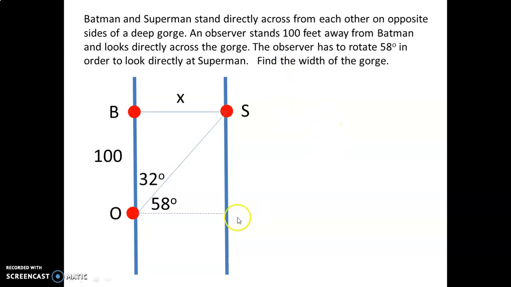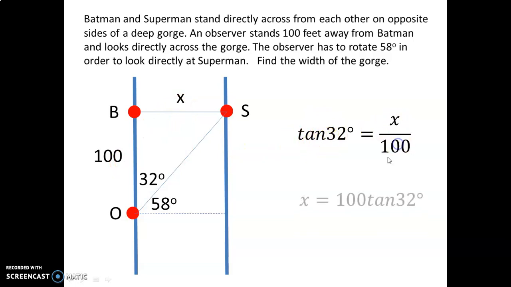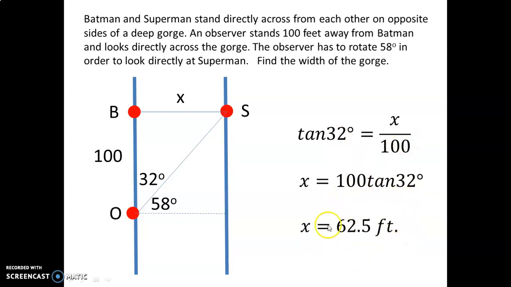Okay, hopefully you're able to come up with this. If this is 58 degrees, and here's the width of the gorge, x, across from Batman to Superman, and these two angles make 90, this must be 32. Now we have a right triangle, we can use trig. In this case, we're going to use tangent, because we have opposite over adjacent. So tangent of 32 is x over 100, and multiplying by 100, we can find the width of the gorge is that value there.